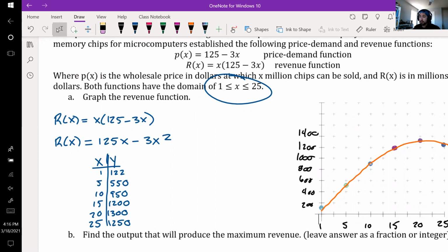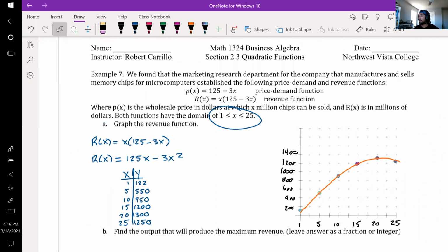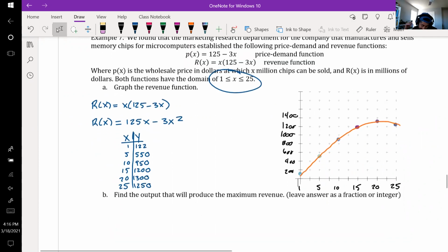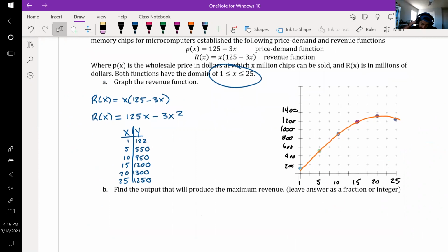Okay. So that's graphed. Of course, with the help of Desmos, I think on MyMathLab it's just going to say pick this graph. But all right. Now, the next question says, find the output that will produce the maximum revenue. Find the output that will produce the maximum revenue.